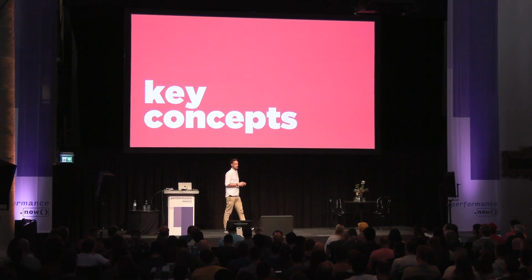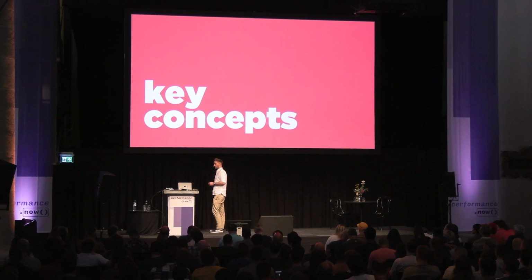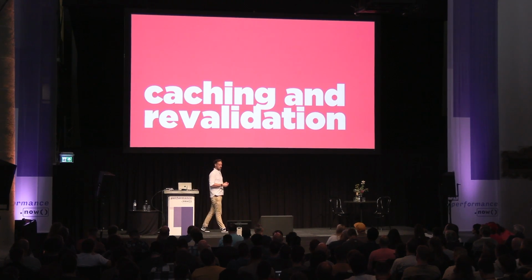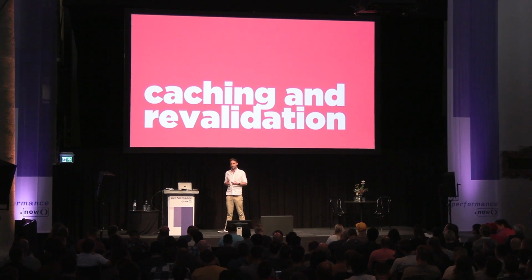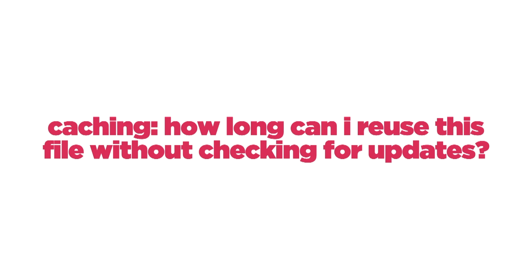Before we dive right in, I want to get some key concepts discussed and understood. It's going to help if we've all got the same shared knowledge before we start to pick these concepts apart. The first and probably most obvious concept is caching itself, and the sister concept, which is revalidation. Caching is how long can I reuse this file without checking for updates? And this is the key bit, without checking for updates.